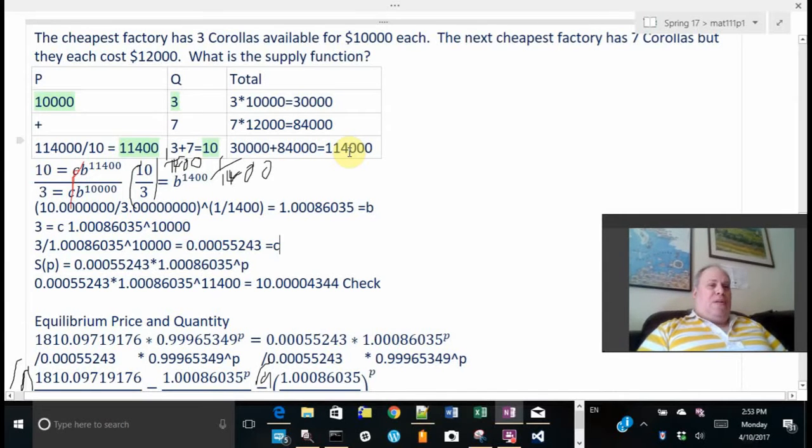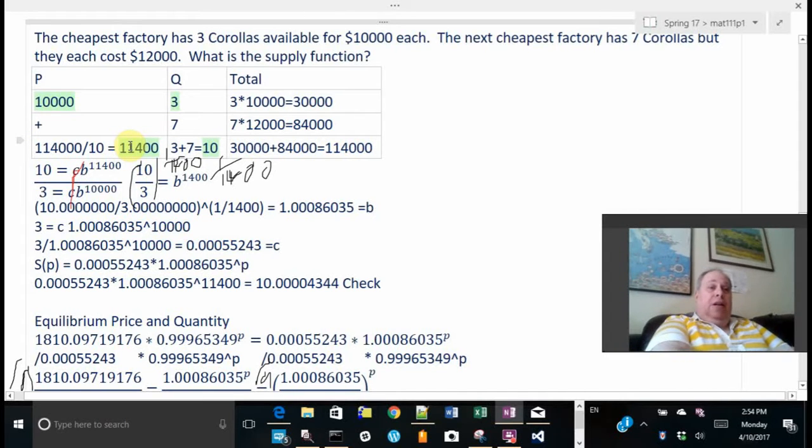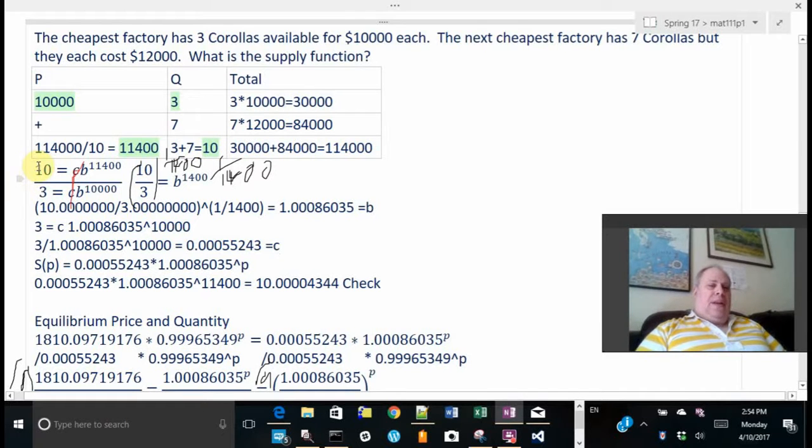And the price per corolla that we spend when we buy from the 2 cheapest would be $114,000 over 10, or $11,400 each. So our 2 points are going to be 10,000 for 3, but if we spend 11,400 each, we'll get 10. And you guys have seen this before, with linear math.